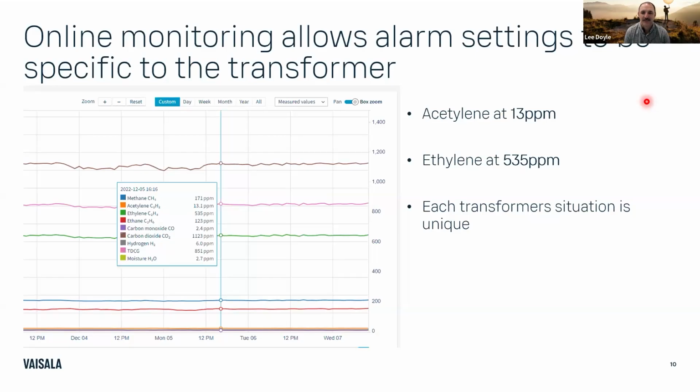After looking at this data, I think a customer can be much more confident that they can get some more life out of this transformer. So this is absolutely the number one question I get when talking with customers: what do I set my alarms to? And I have to give the absolute worst answer, which is, it depends.